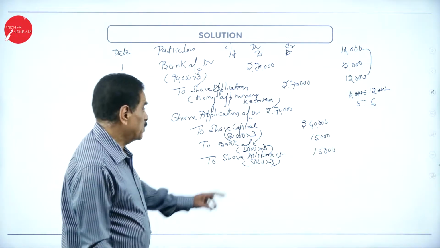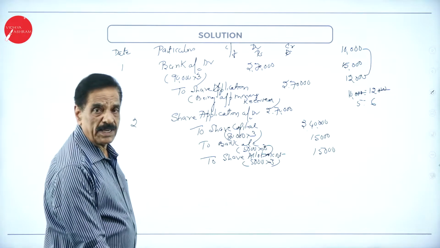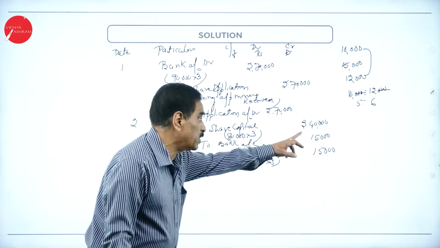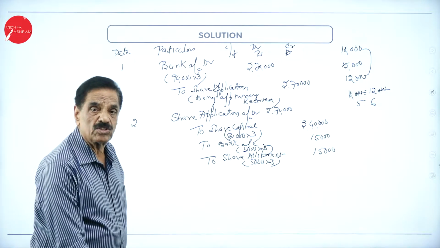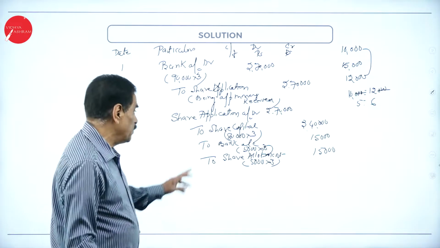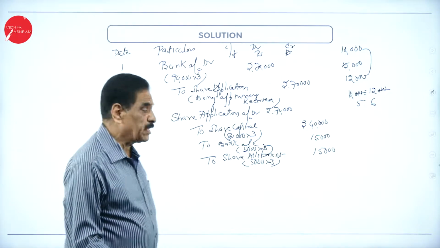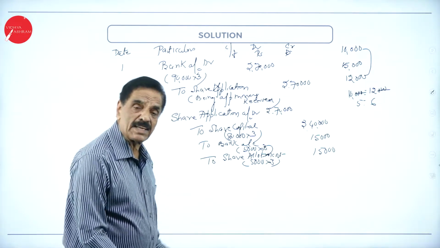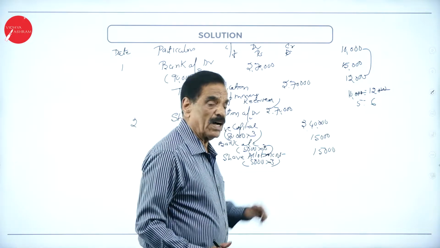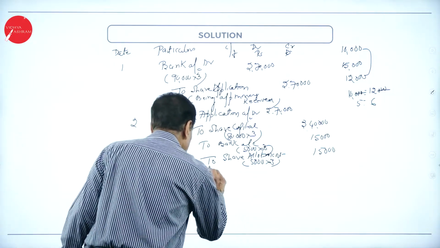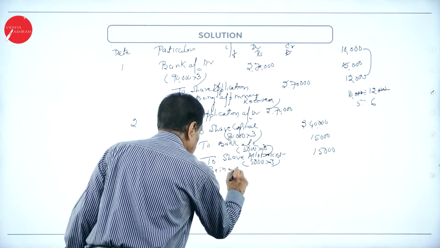See that? What is the total money? 2,70,000. How much credited to capital? Real money 80,000 into 3, 2,40,000. How much rejected? 5,000 into 3, 15,000. How much excess is still there? Another 5,000 adjusted to allotment. Being money adjusted.